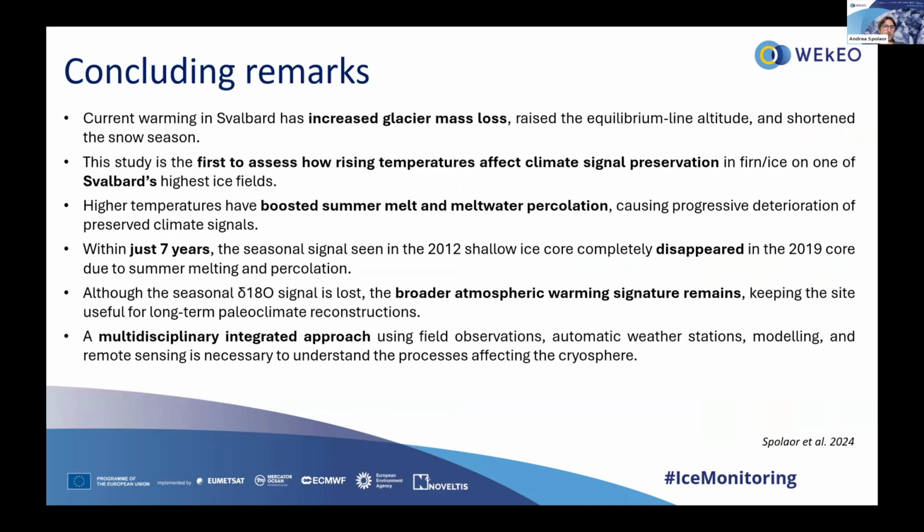So I would like to conclude. Svalbard has an increased glacier mass loss. This study is the first to assess how rising temperature in the archipelago affects climate signal preservation in the ice archive in the Svalbard archipelago. We suggest that the higher temperature boosted melt and meltwater percolation, so washout of the climate signal present in the ice core. And just remember that this degradation of the signal is happening in seven years. So I think the change in Svalbard is very intense.